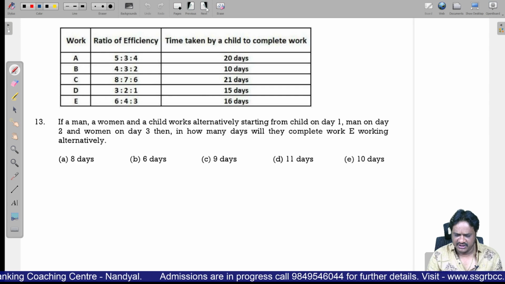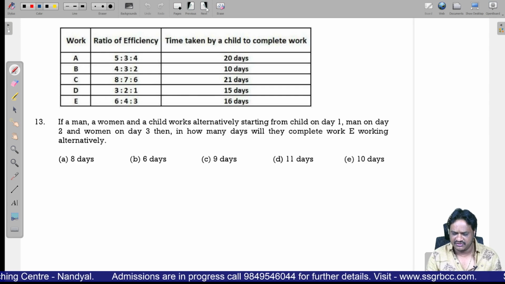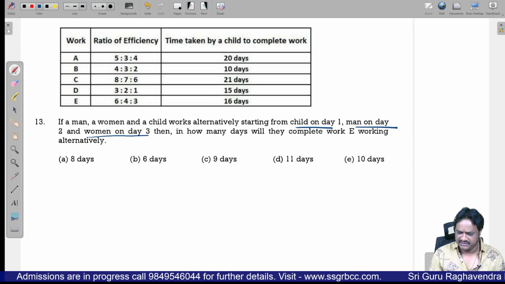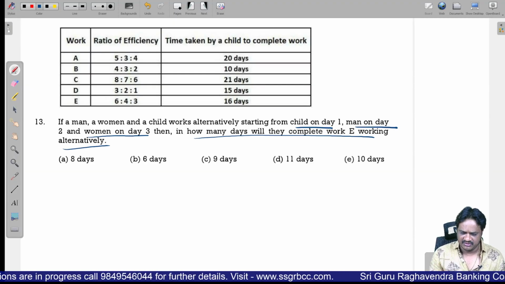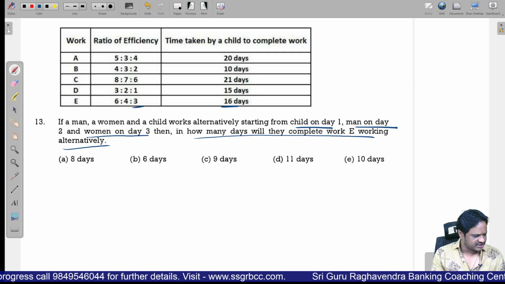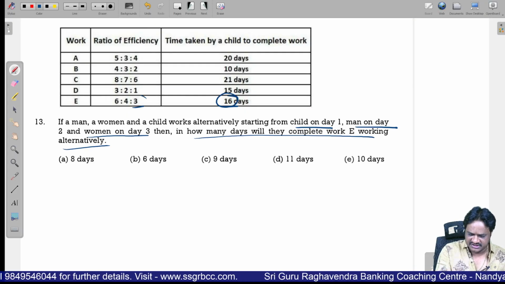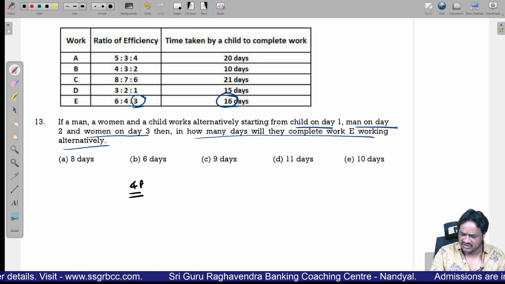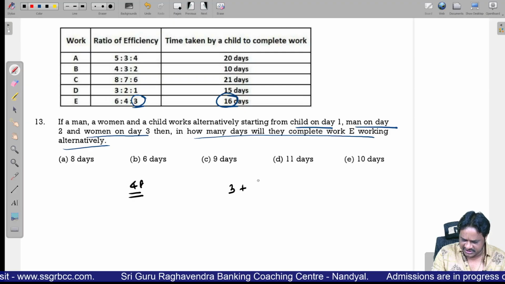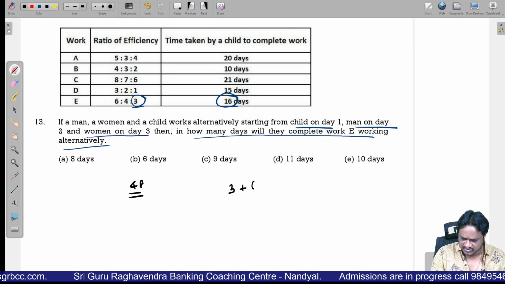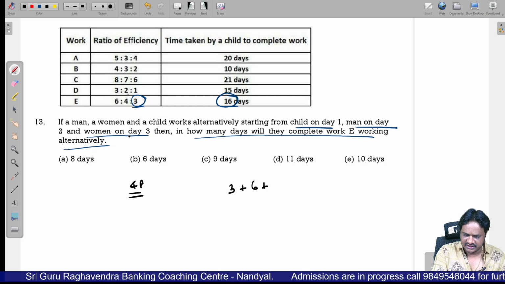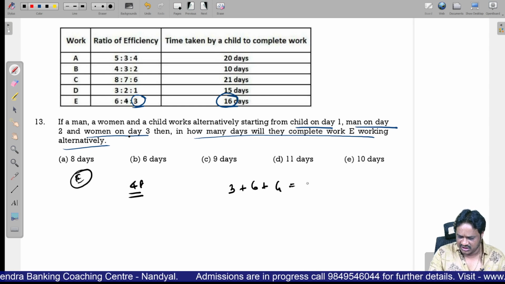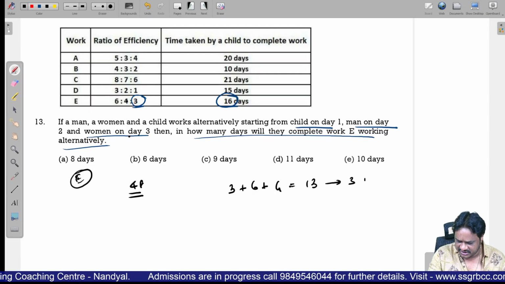If a man, woman and child started working alternatively, child on day 1, man on day 2, woman on day 3, then in how many days will E be completed? First of all, what is E total work? 48. Why? Because 16 days, efficiency of child 3, 16 into 3, 48. Now child is working day 1, so 3 units completed. Man working day 2, 6 units completed. Woman working day 3, 4 units completed. We have to take E only. So total 13 units are completed in 3 days.